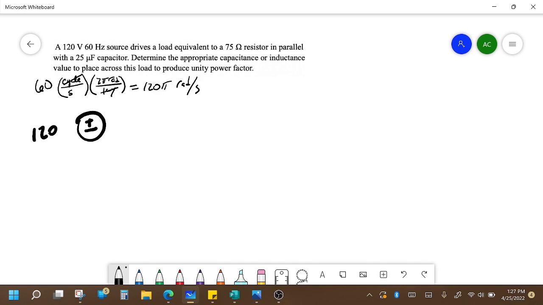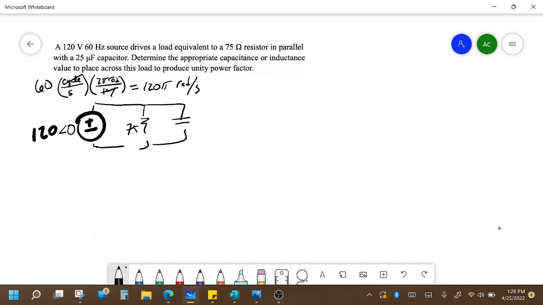They don't tell me anything about it being offset by an angle, so I'm just going to make it angle 0. I know I'm going to be doing alternating current. So we got a load equivalent 75 in parallel. All right, so here's my load. It's a 75, and it's got to be in parallel with the capacitor, right?